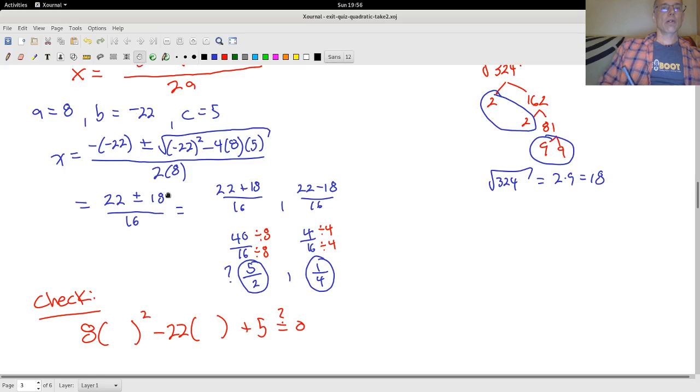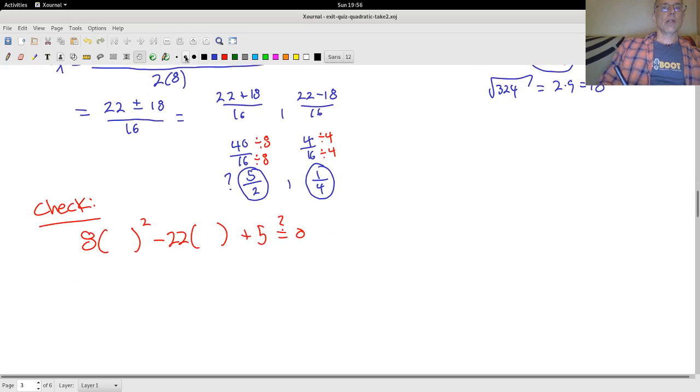Alright, here, 5 halves goes there. Order of operations, we should square first, so 5 halves squared is 25 fourths, and that's being multiplied by 8, minus, there's nothing to do inside the parentheses, so I just have to take negative 22 times 5 halves, and we could view that as negative 22 over 1, and 2 goes into 22 11 times, so that's 11 times 5, which is 55, what we're subtracting. And then we have a plus 5 hanging out, 0 on the other side we'll wait for.